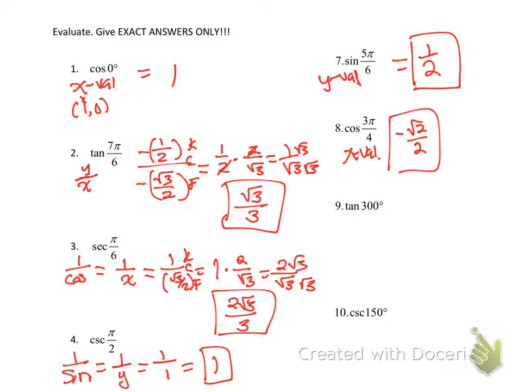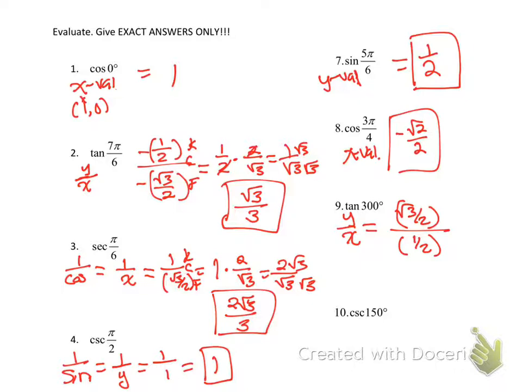Tan 300 is in quadrant 4. Tan is y over x. So 300 degrees doesn't have the coordinates, but you get the coordinates. It has a denominator of 3. So you're going to look at pi over 3 in quadrant 1. And I see there that the y is root 3 over 2. The x is 1/2.